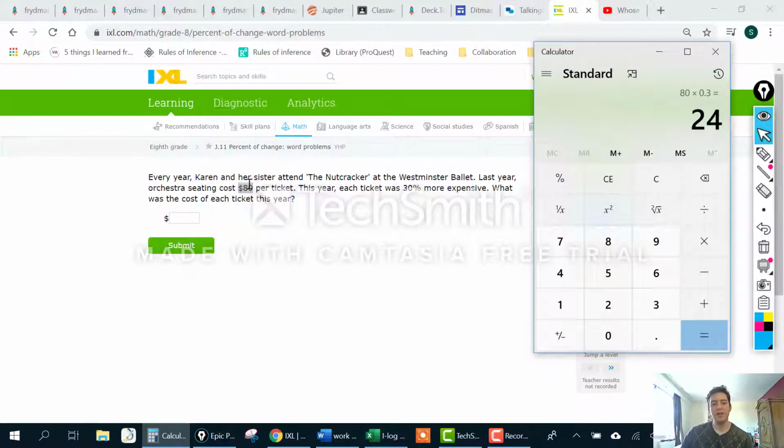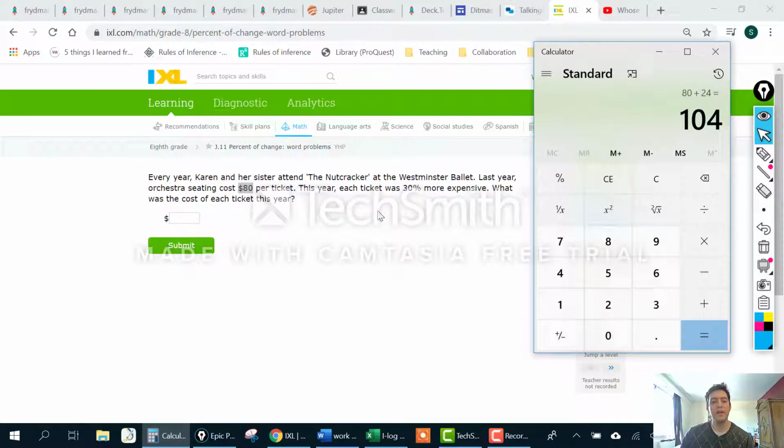So if it was $80 per ticket before, then this year it's going to be $104, because my step two would be to do 80, which was the original value, and then add, since it said more expensive, not less expensive, the $24 that I got.